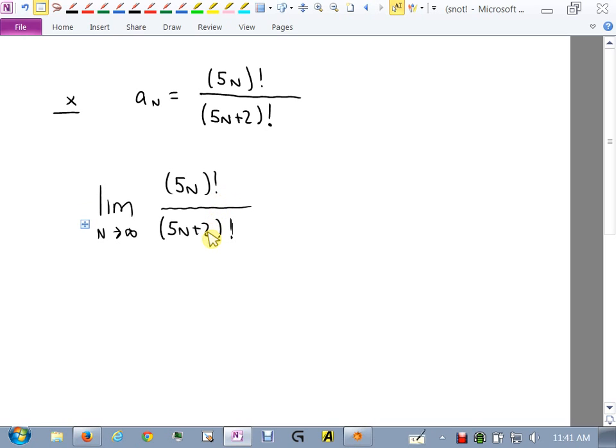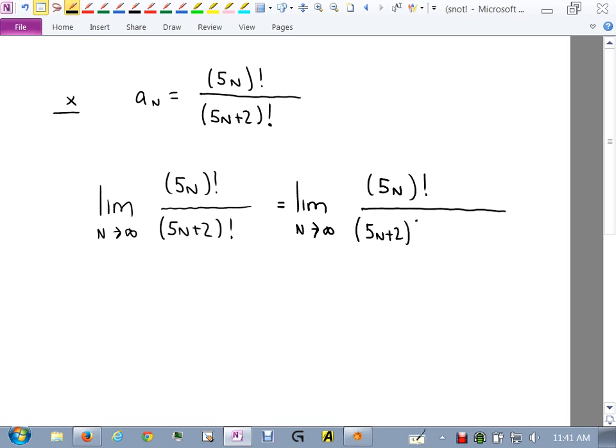Cannot use L'Hopital's rule because you can't turn it into a function on the real numbers. But we learned about factorials last time, that you can start peeling factorials off. Remember that? So I'm going to leave 5n factorial on top alone. I'm going to rewrite the bottom as what?